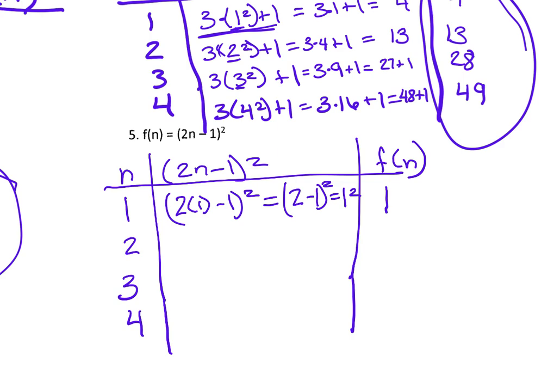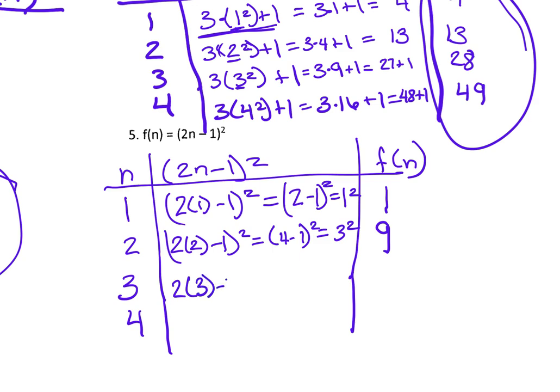Then we have 2 times 2 minus 1 squared. What's 2 times 2? 4 minus 1, which is 3 squared, or 9. Now we have 2 times 3 minus 1 squared. What's 2 times 3? 6. And what's 6 minus 1? 5. So what's 5 squared? 10. Or no, 25. 25.